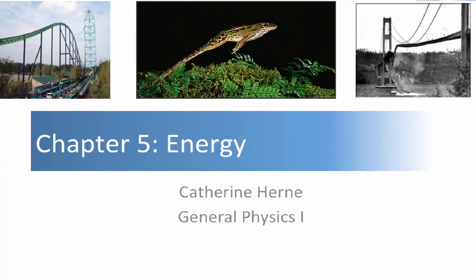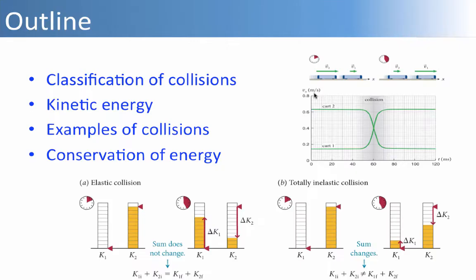This video is about Chapter 5, which talks about energy starting from collisions and interactions and then building into different kinds of energy and conservation of energy. So the background again is to first look at collisions. We'll use the same kind of image that we've used before in Chapter 4, and then define kinetic energy, talk about examples of different collisions, and look at conservation of energy.